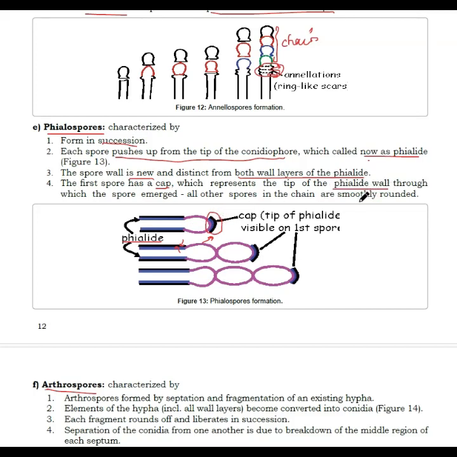So what is a phialide here? When a conidiophore bears a spore at the tip, and the spore pushes up the tip part of the conidiophore, that is known as a phialide. The tip part has a cap through which the spore emerges. All other spores in the chain are smooth and rounded. The tip of the phialide is visible on the first spore.